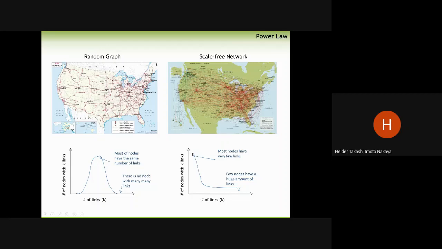Most of the cities will have a low number of flights going in or going out, but a very few number of cities will have a huge amount of flights going in or out. These are the hubs. Imagine that you are walking on Paulista Avenue and then you see someone 300 meters high. That's how different they are from you.